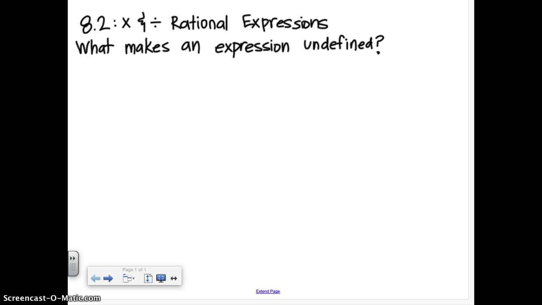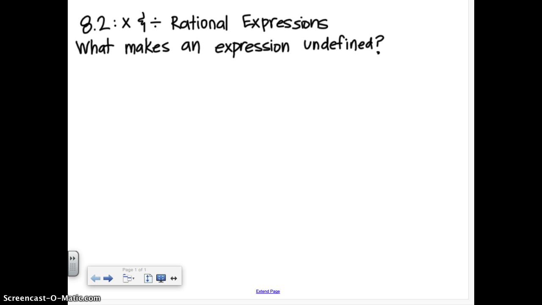First thing we need to really talk about is how these look, what they are, and then we can actually get into some operations with them. Now, as we get going through, I want you to be thinking about what makes an expression undefined. And that undefined part, how do we show that something is undefined? That's really what I need you thinking about.